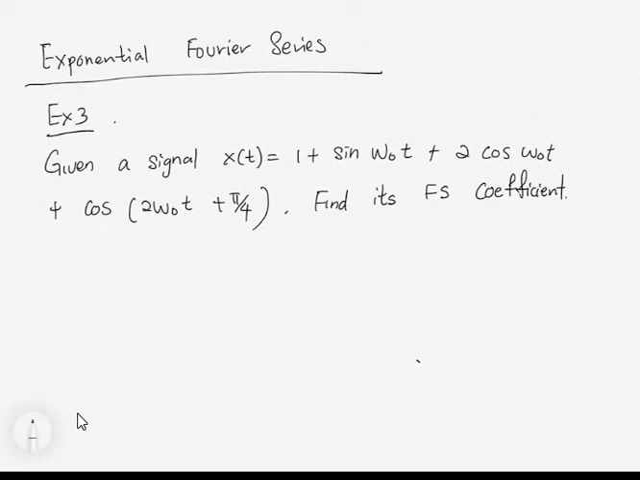Okay, example 3: given a signal x(t) equal to 1 plus sine omega naught t plus 2 cos omega naught t plus cos of 2 omega naught t plus pi over 4, find its Fourier coefficients. The difference of this example 3 from the previous examples 1 and 2 is that examples 1 and 2 were just a single signal, and this example combines sine and cos. This question asks you to find the Fourier series coefficients. In order to do this, you can just use the Euler formula. Now let's do it together.